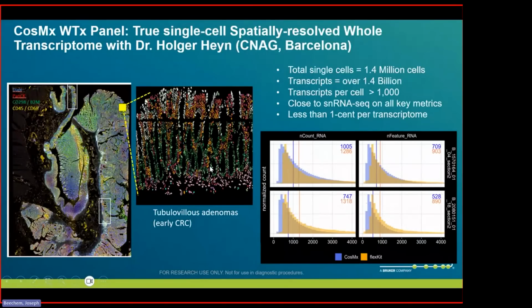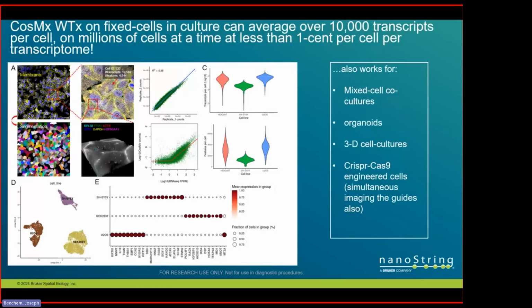We measured over 1.4 million cells at over 1,000 transcripts per cell. And we have literally every one of those cells there, those beautiful green cells in the middle. I got a whole transcriptome on every one of those, the red cells, the orange cells. I've gotten 1.4 million whole transcriptomes on that slide. Just an incredible amount of information. And you can do this also on cells in culture, mixed cells in culture, organoids, 3D cultures, CRISPR-Cas9 engineered cells, and everywhere you look, just an amazing amount of information.